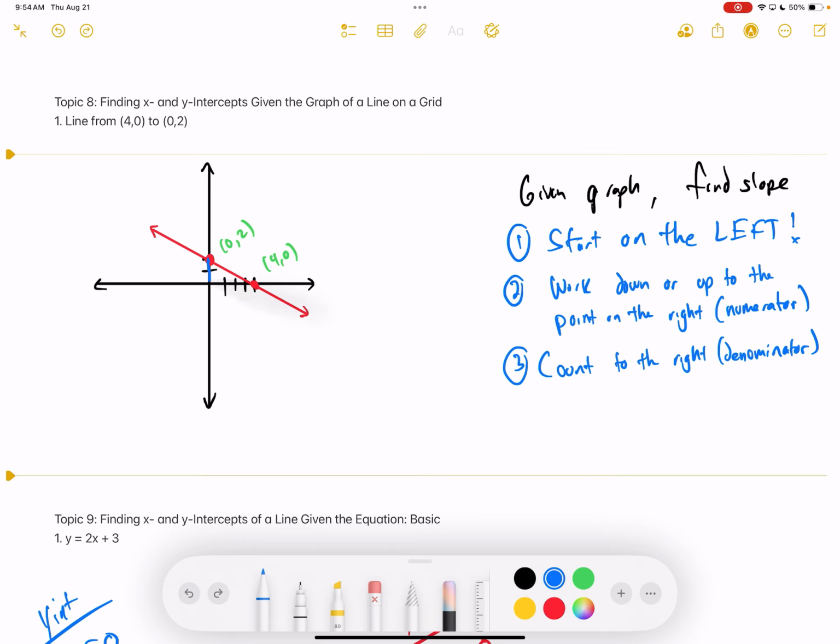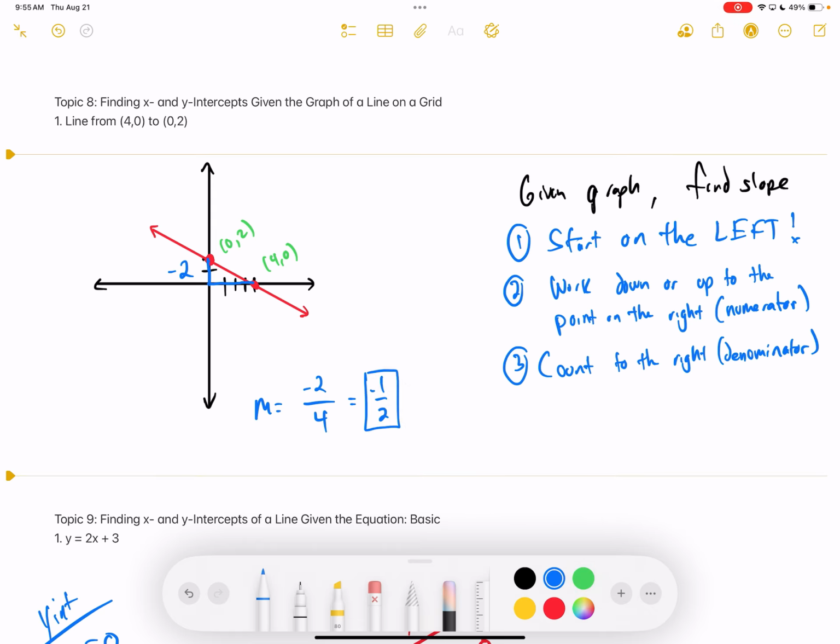So on this one, I'm going to go down 2. So I went down 2. And then I'm going to go to the right, 1, 2, 3, 4. So if you work up, it's going to be positive. If you work down, it's going to be negative. And then you work towards the right to get exactly to that point. So we can divide this by 2, which would be -1/2. And that would be my answer.